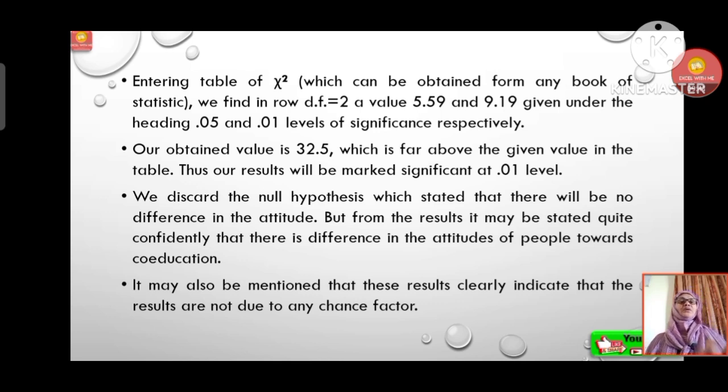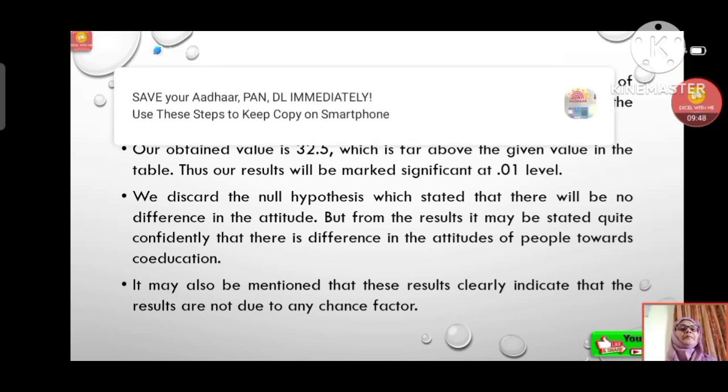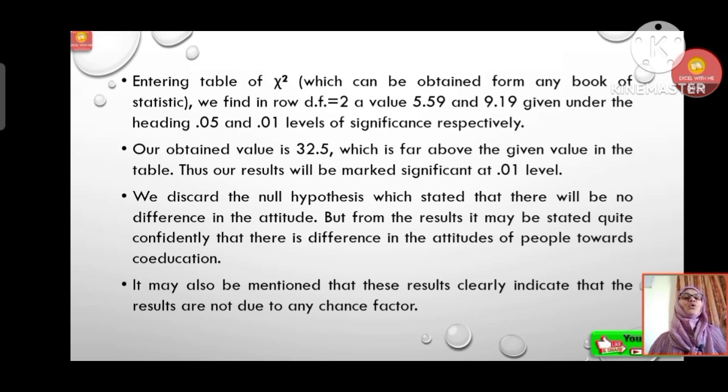So, which is far above the given value in the table, thus our results will be marked significant at the 0.01 level. Now, we discard the null hypothesis which stated that there will be no difference in the attitude, but from the results it may be stated quite confidently that there is difference in the attitudes of people towards co-education. It may also be mentioned that these results clearly indicate that the results are not due to any chance factor. So easily we can understand here.